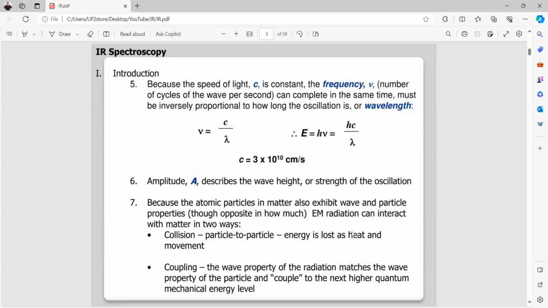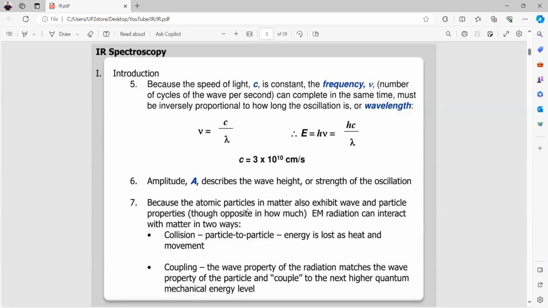Because the speed of light, c, is constant, the frequency nu, the number of cycles of the wave completed per second, must be inversely proportional to the wavelength. So nu equals c per lambda, and the energy E equals h nu equals hc per lambda, where c equals 3 times 10 to the 10 centimeters per second, and it describes the wave height or strength of the oscillations.